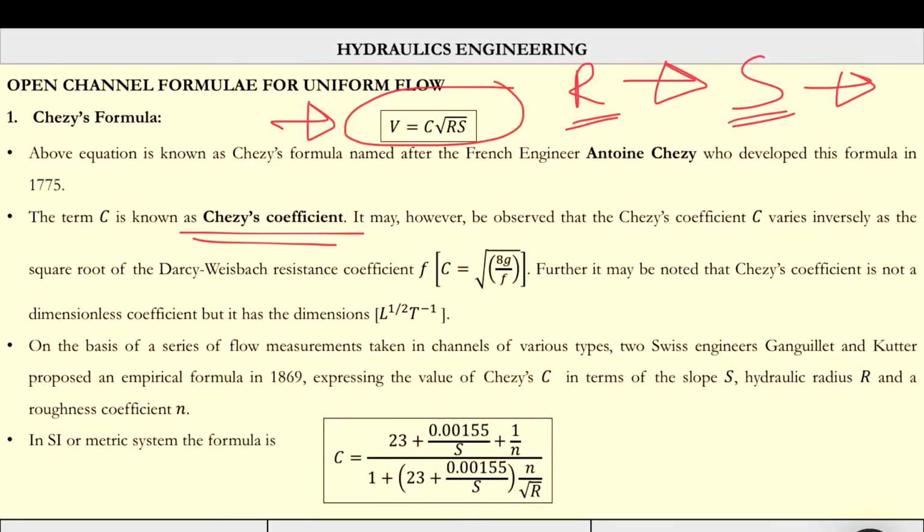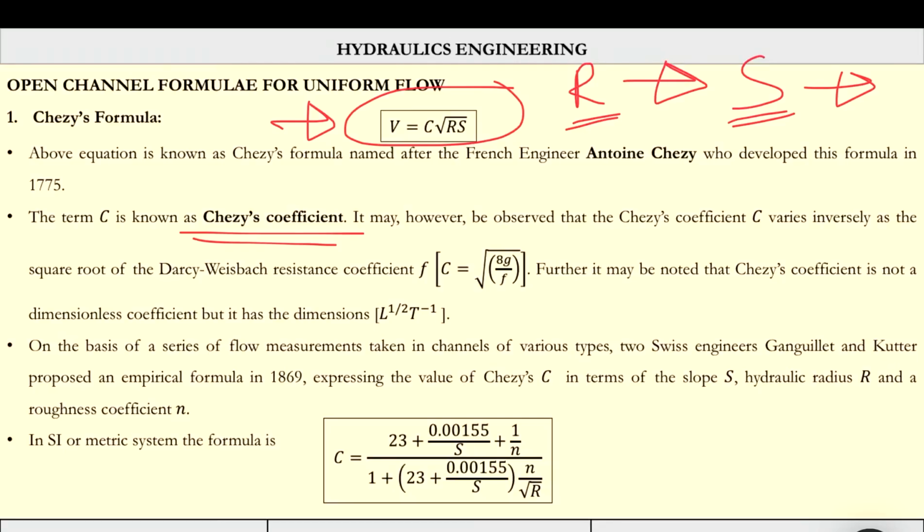You have to put the values accordingly: if R is in meters, then the velocity you get will be in meters per second. So this is the empirical equation, and C, being a constant, has dimensions of L to the power half T to the power minus 1. It is a constant, but it has a dimension.